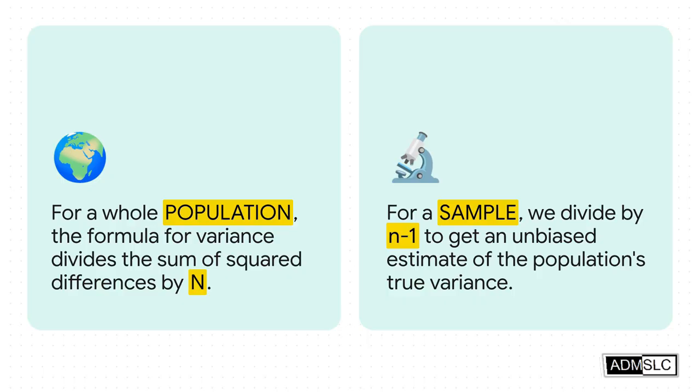If you have data for the entire population, like every single person, you divide by n, the total number. But in the real world, you almost always have a smaller sample. And when you use a sample to try and estimate the whole population's variance, you need to divide by n minus 1, your sample size minus 1. It's this tiny little tweak that corrects for the fact that samples tend to underestimate the true spread, and it gives you a much more accurate result.